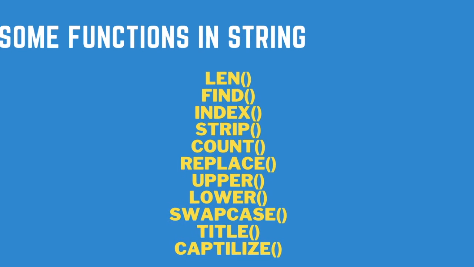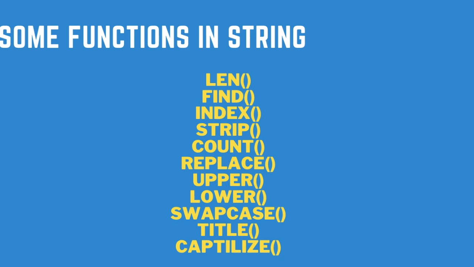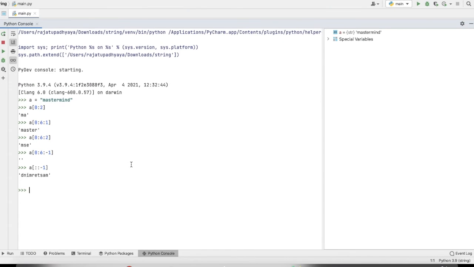So here are some functions in a string. I will explain each of the functions and give you one example for each. So first we will talk about length. What is the length function? The length function is basically used to check the number of characters available in the string. It will give us the length of the string.